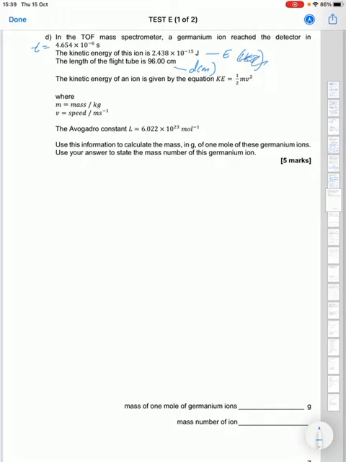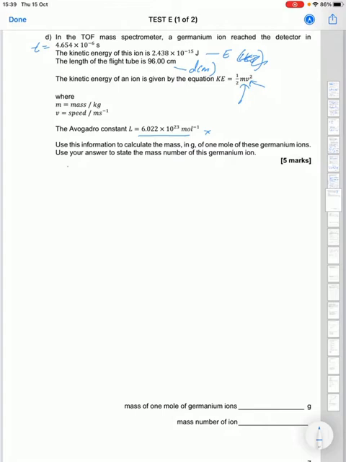Use the information. What else have we got? So we've got Avogadro's constant. Use the information to calculate the mass in grams of 1 mole of these germanium atoms. So let's have a look. So we've got this here. So I need the mass from there. That's going to give me the mass of one of the ions. And once I've done that, I need to multiply it by this to get the mass of a mole of ions. I haven't got the velocity, but I can work that out using time and distance.